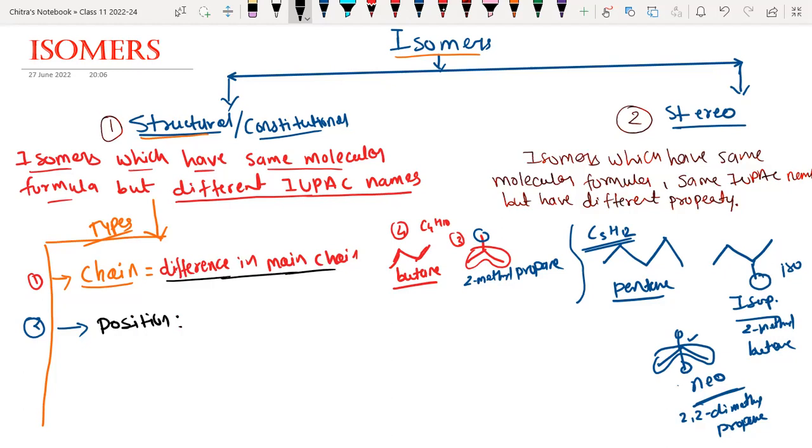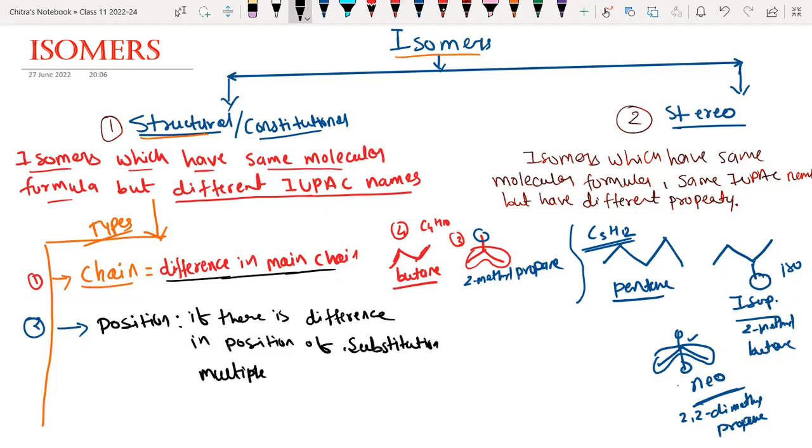So what are positional isomers? If there is a difference in position of substitution, or multiple bonding, you can write carbon-carbon double bond or triple bond, or functional group. Difference in position of functional group are called positional or position isomers.